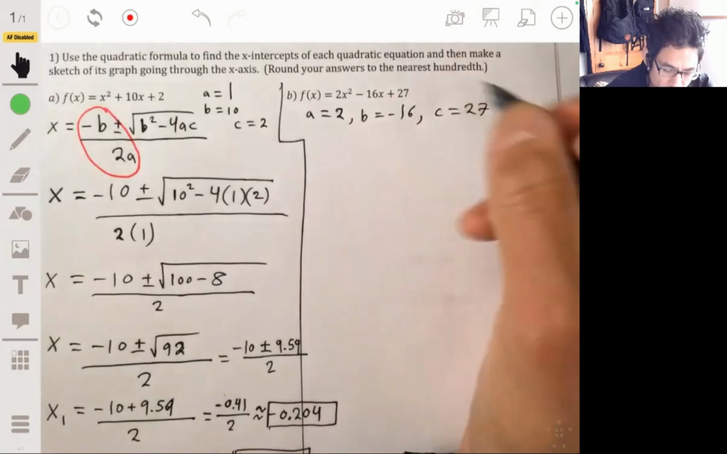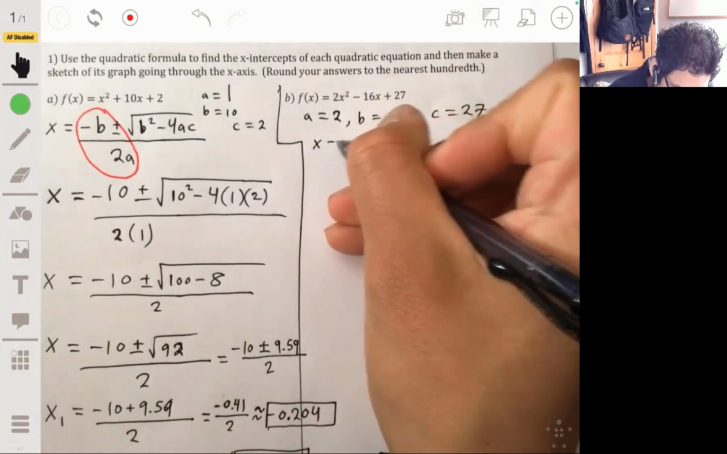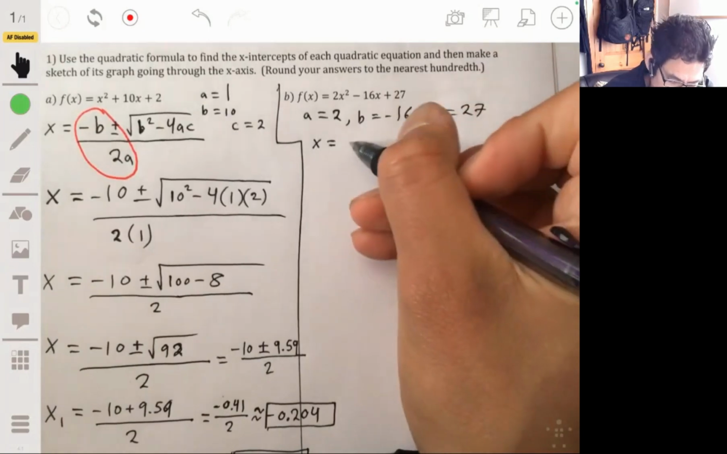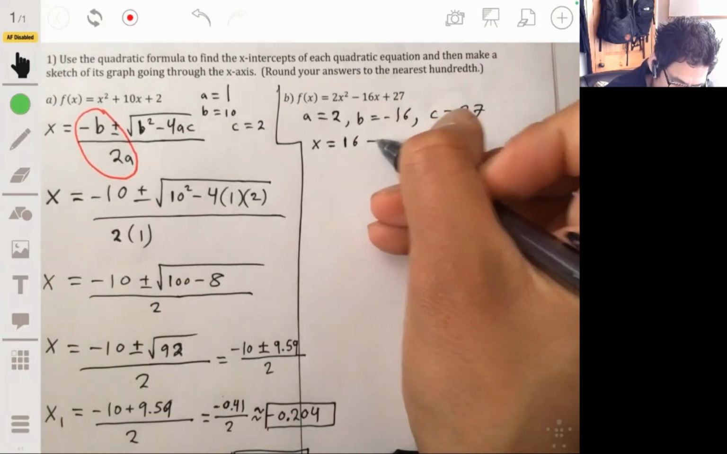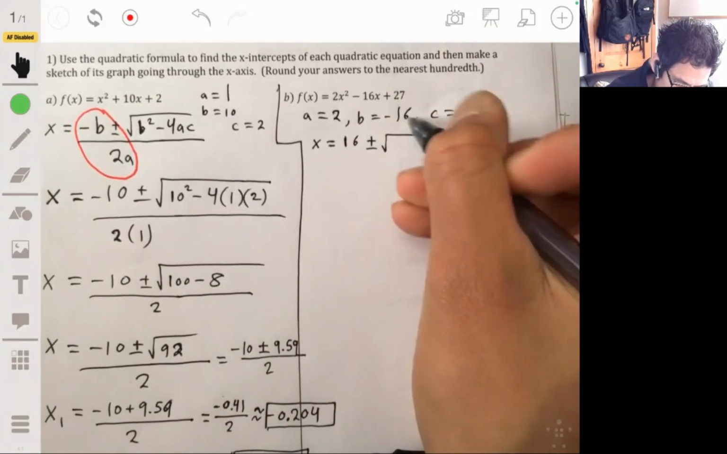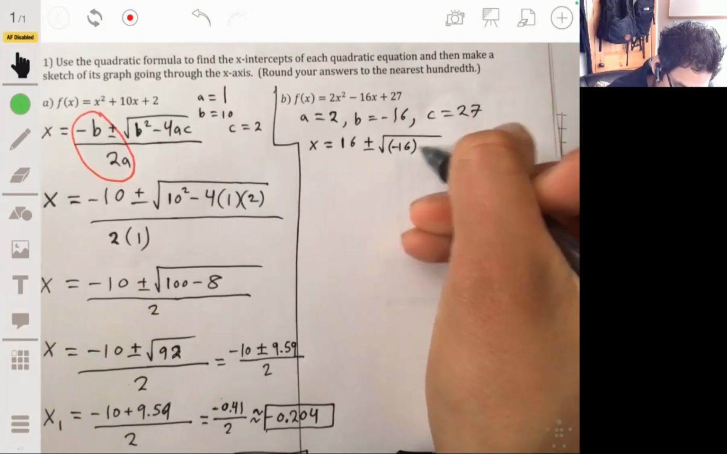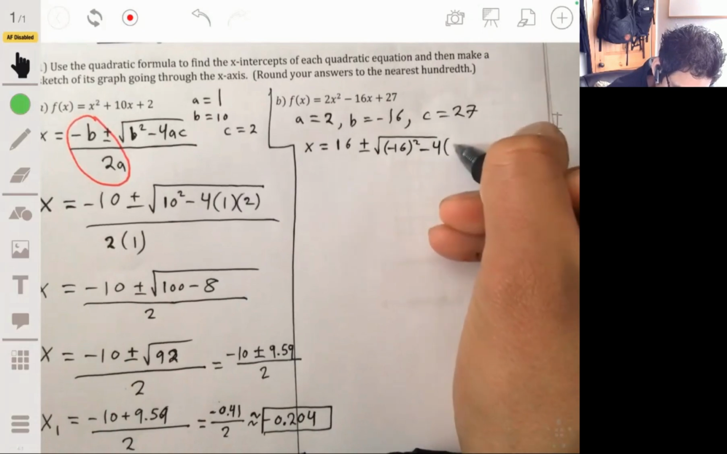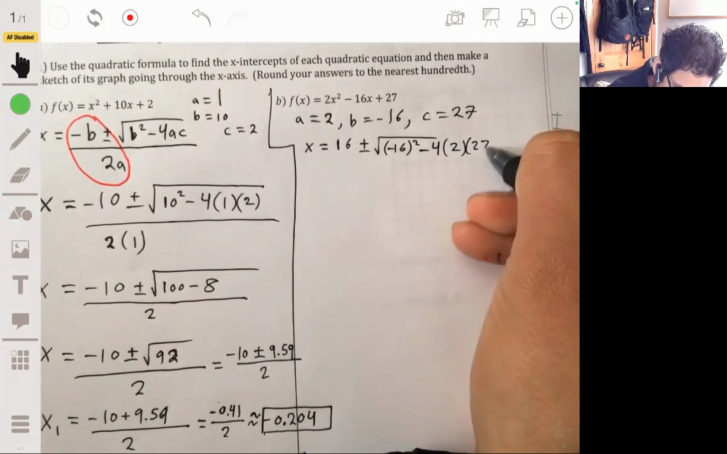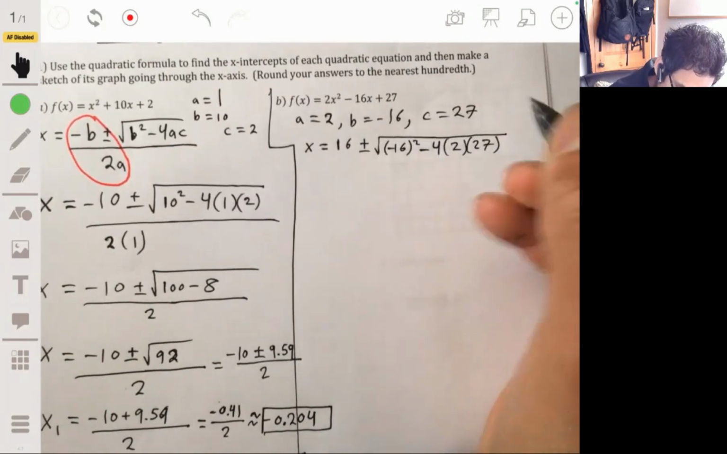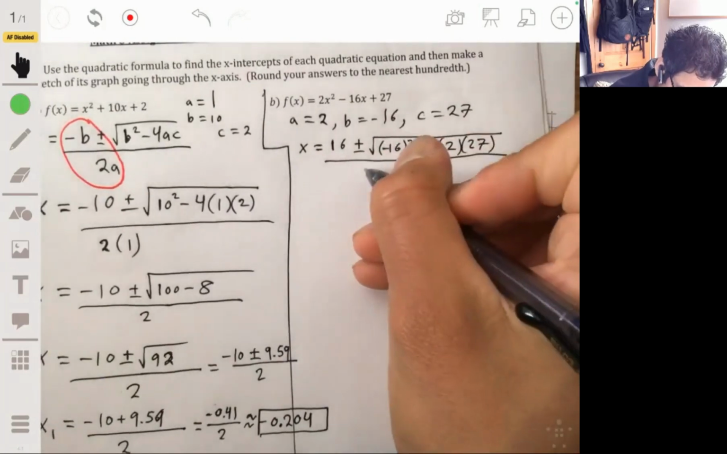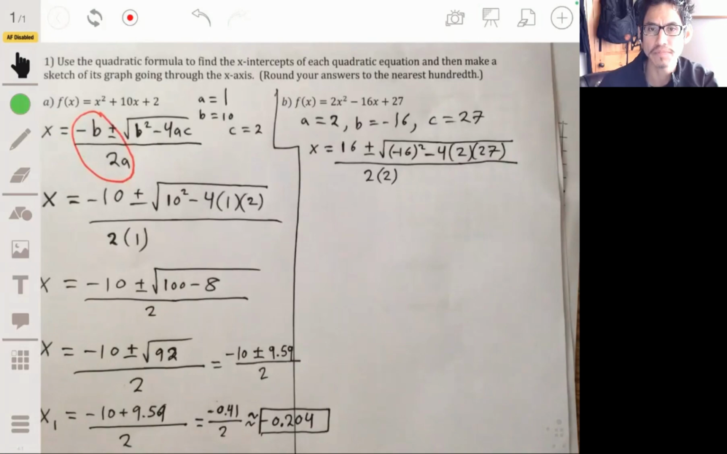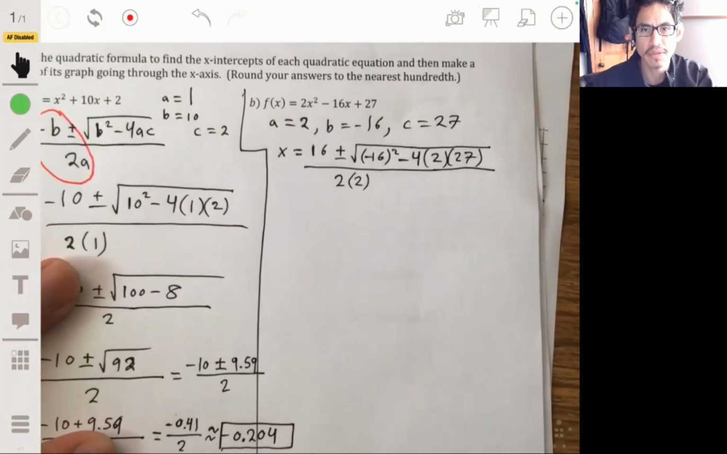Plugging those into my formula. Negative b, since b is negative 16, negative b will be positive 16, plus or minus the square root of b squared, negative 16 squared, minus 4 times a times c, all over 2 times a, or 2 times 2. And let's zoom in a little bit.